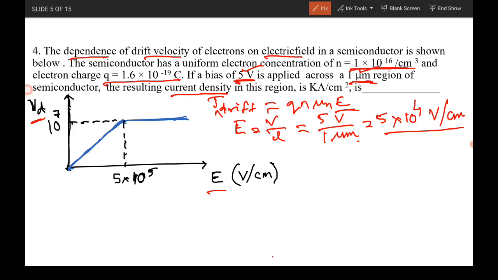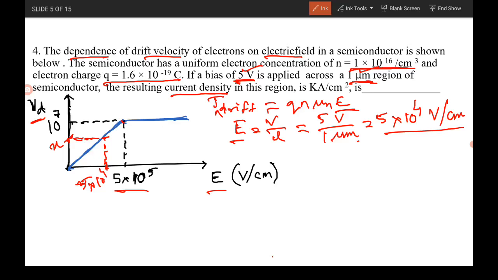So how do we get the drift velocity when the electric field is 5 into 10 to the power 4 volts per centimeter? So this is 5 into 10 to the power 5. So 5 into 10 to the power 4 is somewhere here. At this position you can see we will also have the slope in this linear region. So the drift velocity here is somewhere here. Let it be x. We need to find x in comparison with the given drift velocity and electric field. So x is going to lie on this linear region.